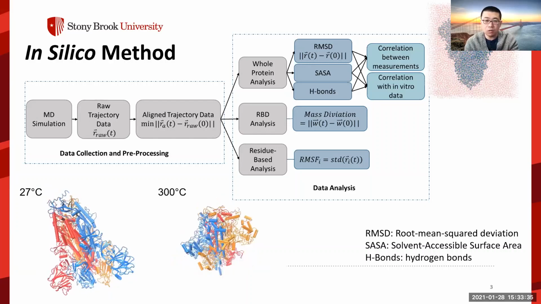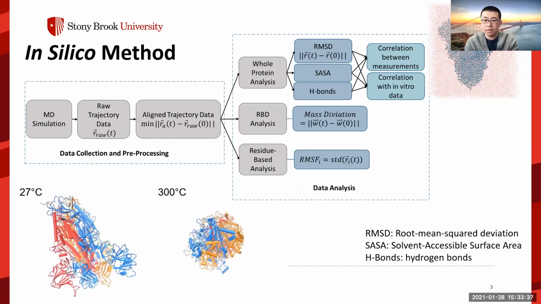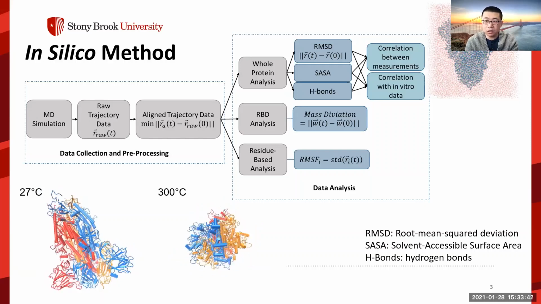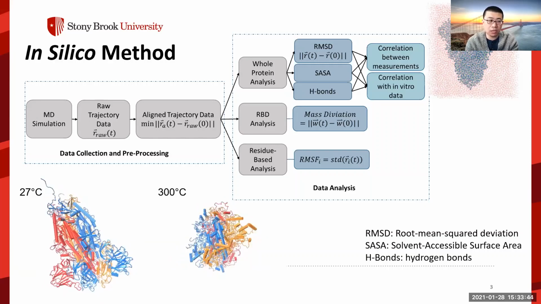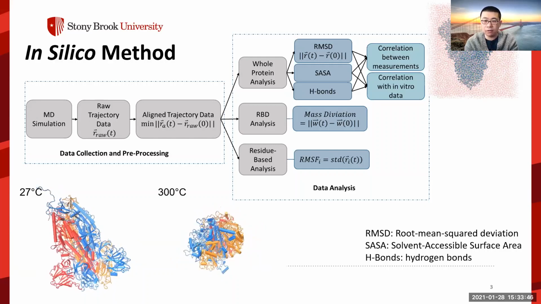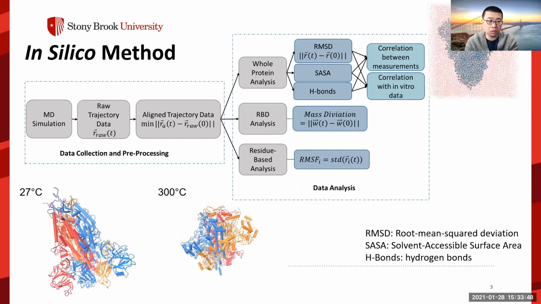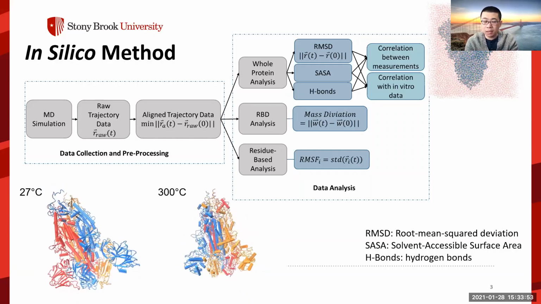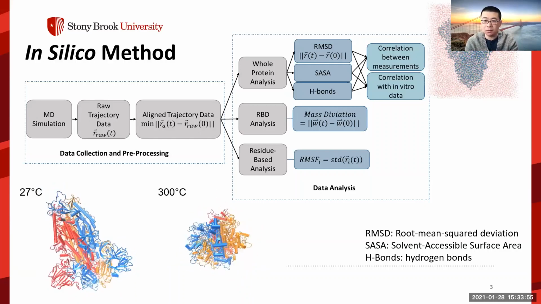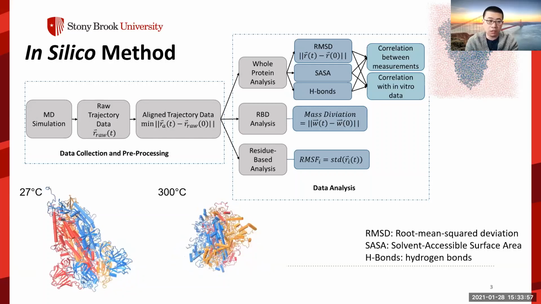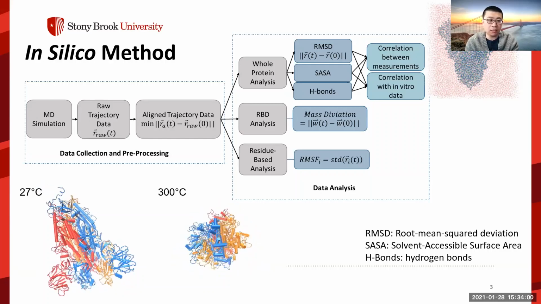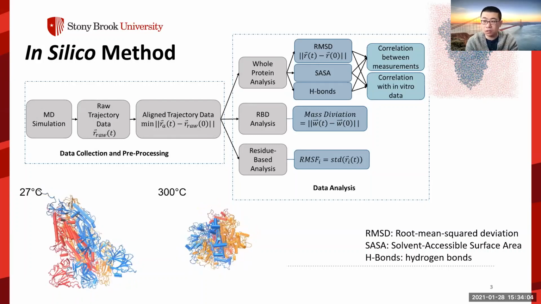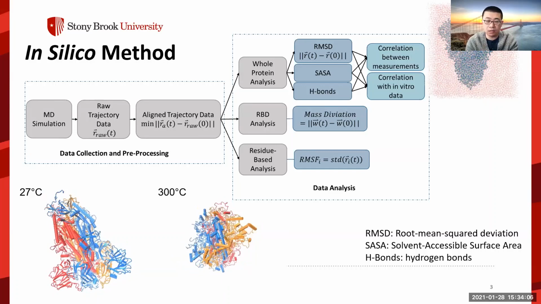Next, we also focus on the RBD analysis, receptor binding domain analysis. We want to study how the RBD area's structure changes under different conditions or combinations of those conditions. Last, we conducted further analysis based on the residues and the chains, so that we can show which groups of residues contributed the most to the structural deviations during the simulation.